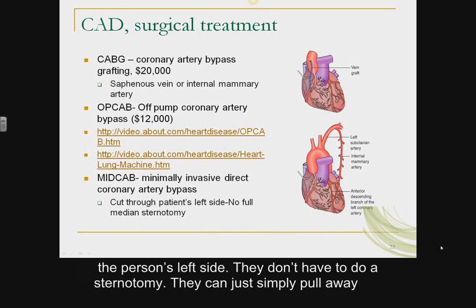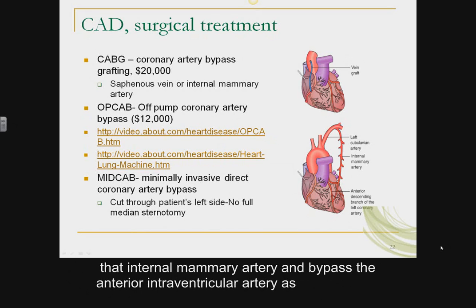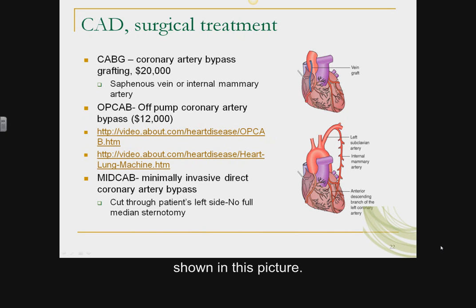perfusion. They just have to do a cut through the person's left side. They don't have to do a sternotomy. They can just simply pull away that internal mammary artery and bypass the anterior interventricular artery, as shown in this picture from your textbook.